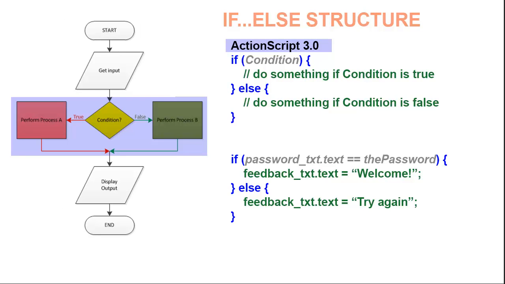If those match, we would place in the feedback text the word welcome. We might also have an additional fork in an if structure, and now it's called an if-else. So if the condition is true, we're going to do one thing, but if the condition is false, falling under the else, we're going to do something completely different. And you can see in the flowchart there, we now have two different forks that we can go down, and we're only going to do one or the other. So we're either going to perform process A or we're going to perform process B. We cannot perform both. So going back to our password example, if it's true, again, we're going to put welcome in the feedback, but if it's false, we're going to tell them to try again.